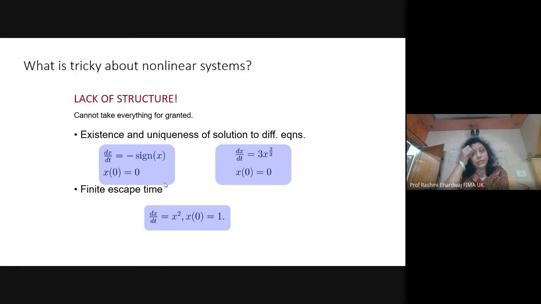So what is tricky about the nonlinear system? Basically, we cannot say that it has or is satisfying any solution. So you don't have a bounded solution in this case. Like if we have dx/dt equal to minus of the signum function at the initial condition as 0, or we have the example of 3x to the power 2/3 when x equal to 0, or x square. So these are the types of nonlinear systems which require some tricky way to find out the solutions of these functions.